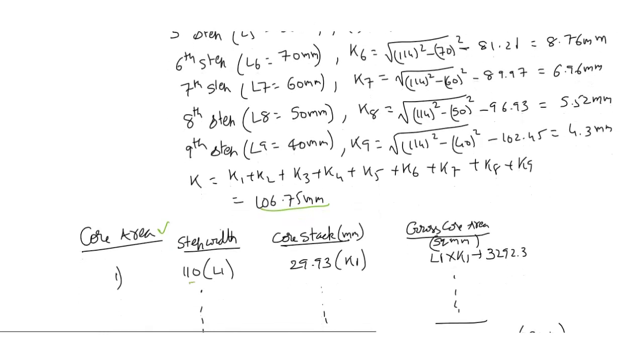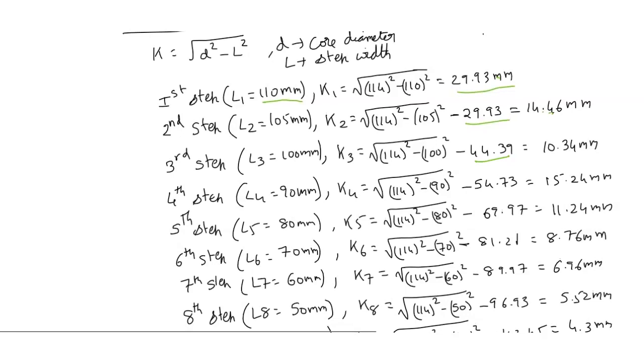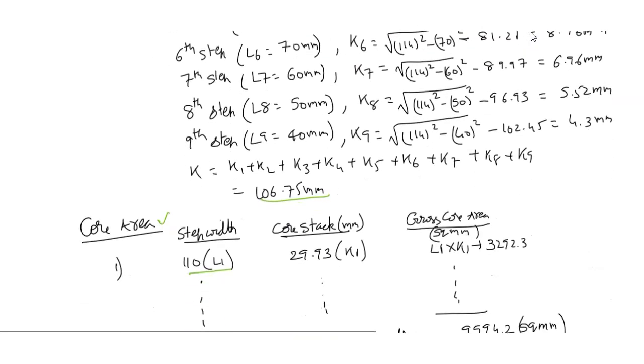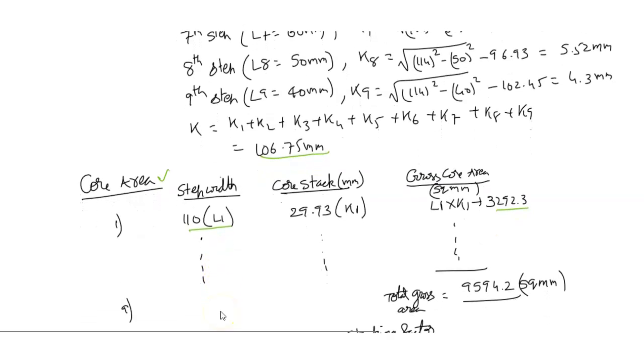For the L1 width I took, area means length into width for a rectangle, right? So the width you take as 110 mm, and the core stack thickness which we got here for the first step is 29.93 mm. Now I am multiplying these two to get the area. Area is length into width. Like that we have to calculate for all the 9 steps, and if you multiply, we'll get all the values.